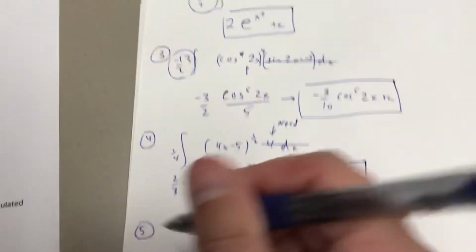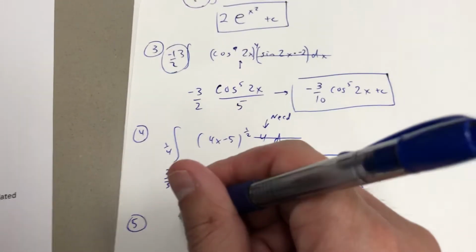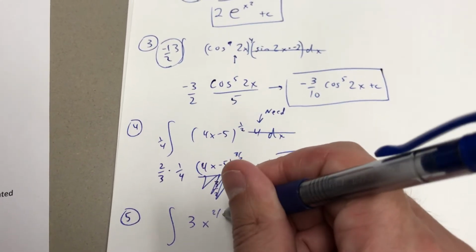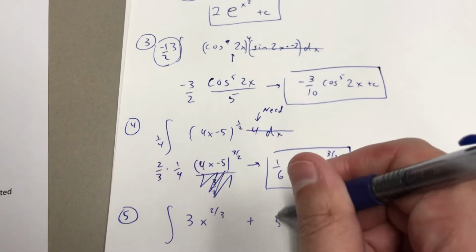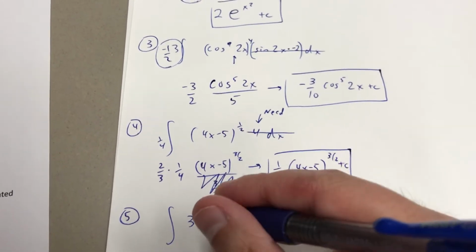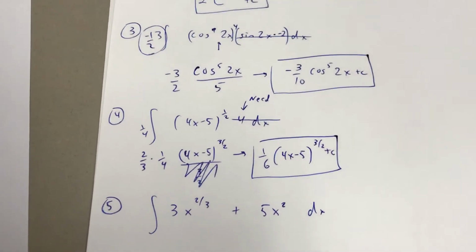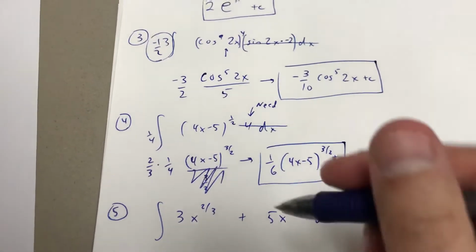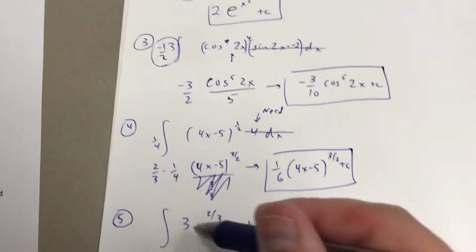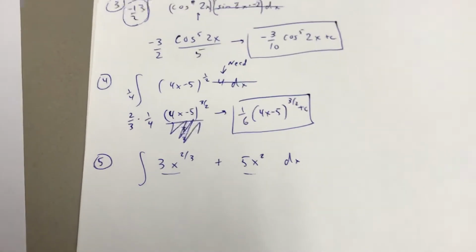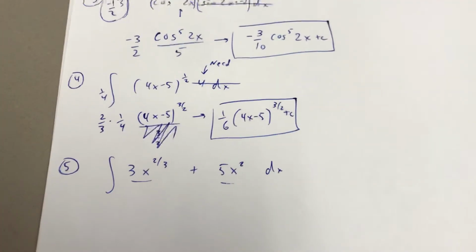All right. Number 5. Be careful with 5. The parentheses are only there for the dx. So you basically have the function 3x to the 2/3 plus 5x squared, and the whole thing is being multiplied by dx. But anyway, really I can just break this up into 2 separate integrals. Take the integral of that and the integral of that. The parentheses are to the first power, so there's no chain rule necessary here.